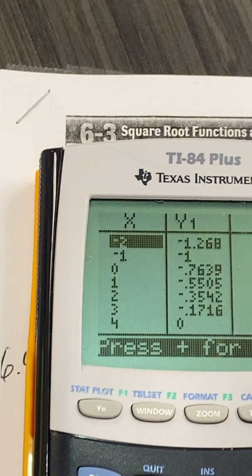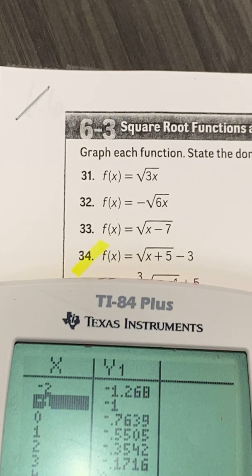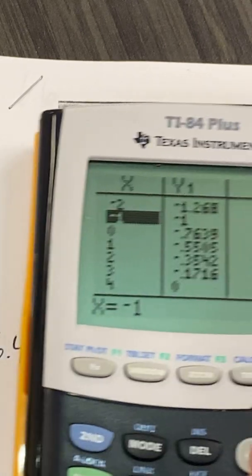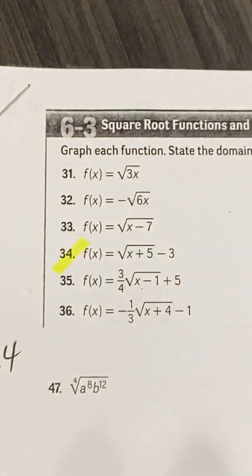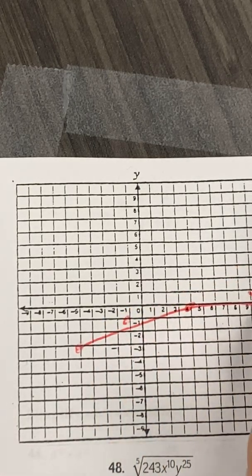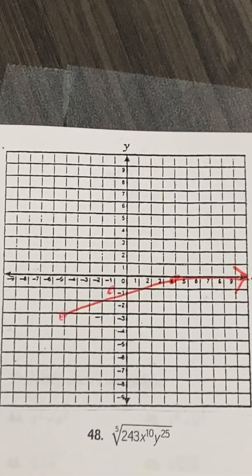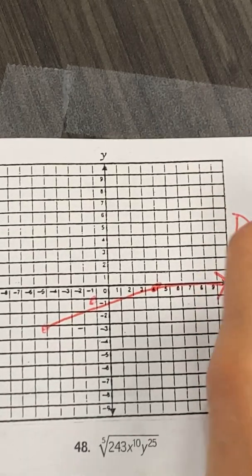Let me graph that real fast. Remember the points that you'll be able to plot. Where's that minus 3? You'll have to scroll through the table, right? So lots of these are going to be irrational. Okay, here we go. Pretty easy, right? And then the next part is domain and range.